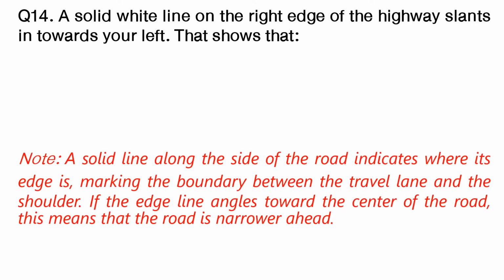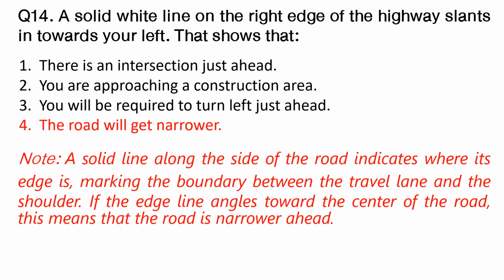The answer is option number 4. The road will get narrower. Note: a solid line along the side of the road indicates where its edge is, making the boundary between the travel lane and the shoulder. If the edge line angles towards the center of the road, this means that the road is narrower ahead.